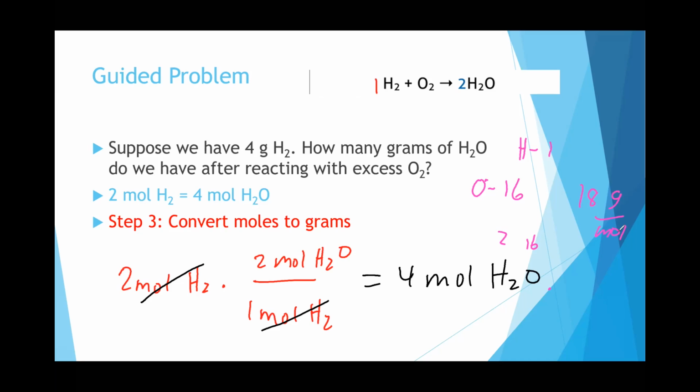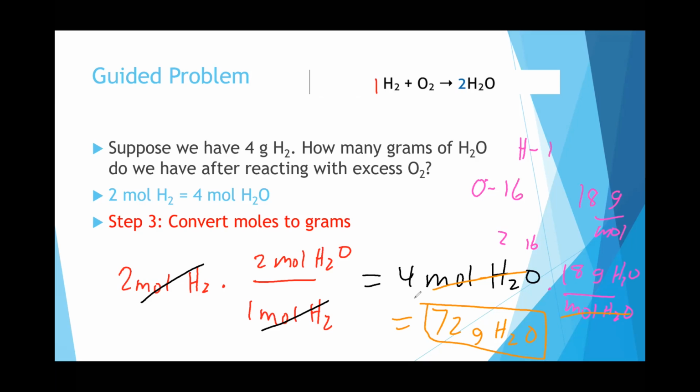Now, should we multiply it on the top, or do we put 18 grams on the bottom? We want to put 18 grams on the top, so we could cancel out the moles of water on the bottom. And once we cancel out the moles, we're left with our grams. So it's 18 times 4, and it's 72 grams of water. So that's our final answer.